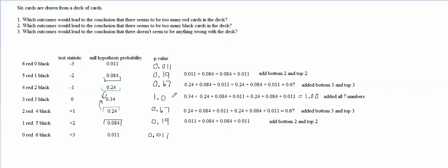After we filled in this column, we can now answer questions 1, 2, and 3. Getting all of these numbers is actually what we had to do first before we could even start answering these 3 questions. So what outcomes would lead you to conclude that there's too many red cards in the deck? And what outcomes would lead you to conclude that there's too many black cards in the deck?